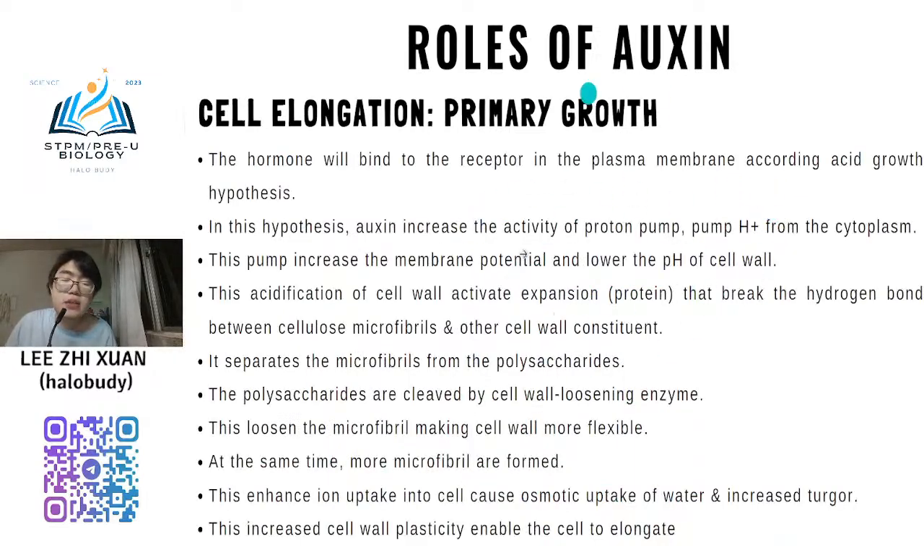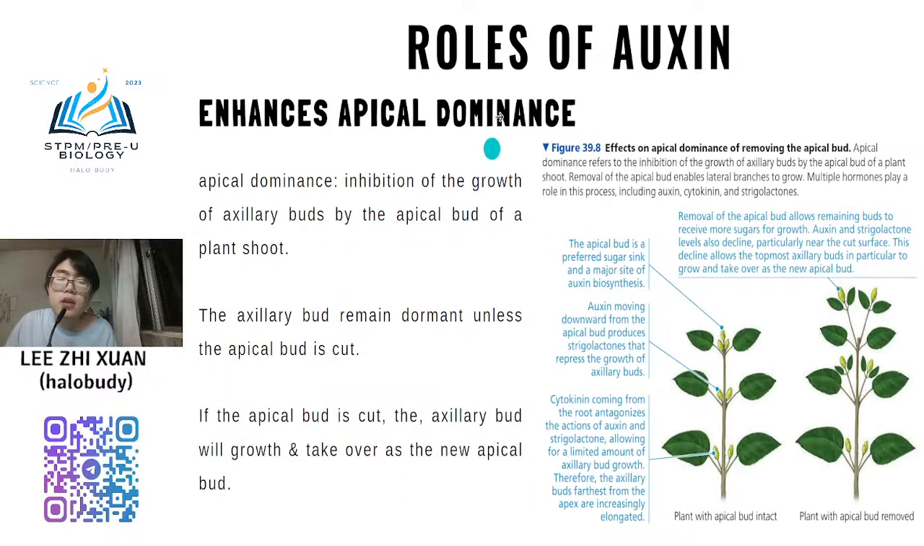Okay, so this is the explanation. Okay, so you can read yourself. Okay. So another auxin function is that it enhances the apical dominance. Firstly you need to know what is the meaning of apical dominance. Apical dominance is the inhibition of growth of axillary buds by the apical bud of a plant shoot, meaning that apical dominance is here. The apical bud is located at the tips of the plant, the tips of the shoot.